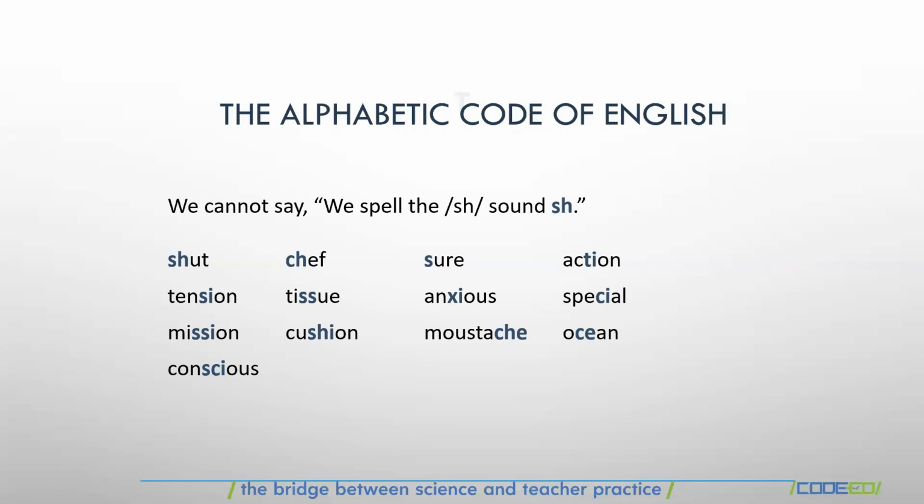We also can't just teach that something like the sh sound is spelled sh, because all of these words have got a sh sound in it, and it's not spelled sh. It isn't shut, but chef, shore, action, tension, tissue, anxious, special, mission, cushion, moustache, ocean, and conscious. The sh sound is written in different ways depending on where it comes in a word. And most of us, of course, all of you will know all of these words, but you may not have thought about them having a sh sound in them, because you may be thinking sh is usually an sh. And the answer, it usually is at the start of a word, and it almost always is at the end, but it's almost never an sh when it's in the middle of a word.